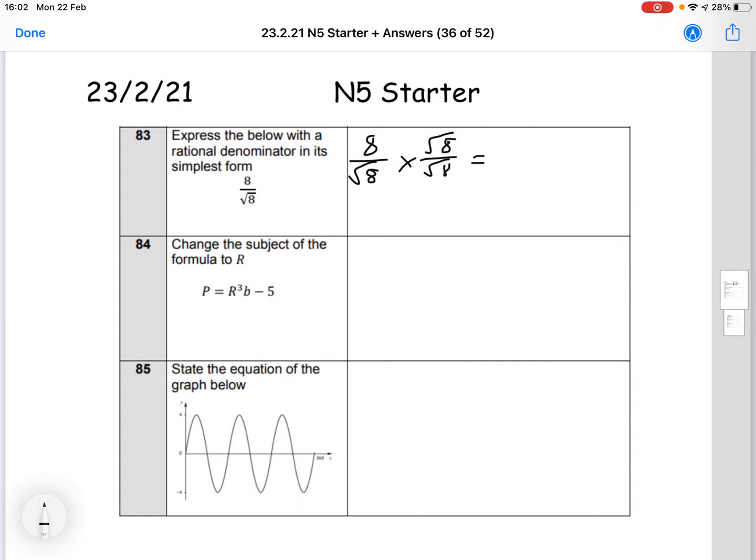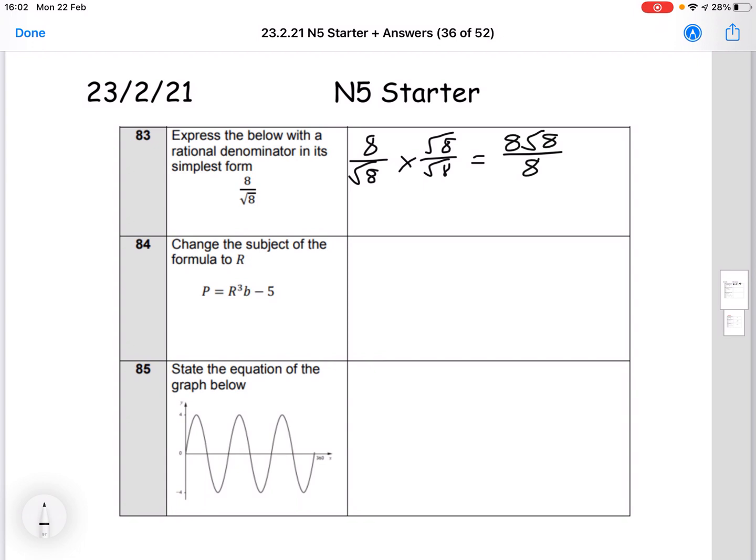Root 8 over root 8 is essentially just times 1. So we're not really changing the actual term. We're just manipulating it so that it doesn't have a surd as a denominator. So at the top line, 8 times root 8 is just 8 root 8. And then on the bottom line, root 8 times root 8 is an 8. Okay, so remember the same surd times itself is just that number.